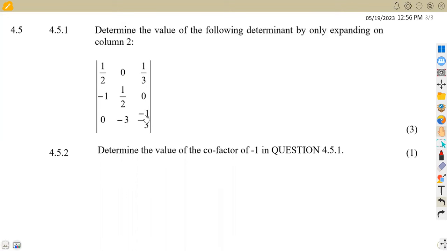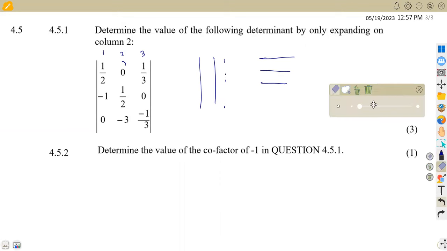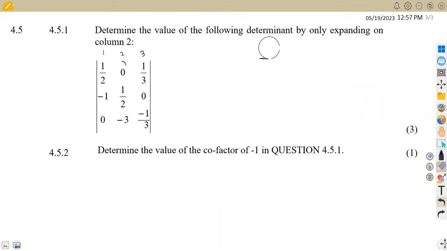The question is to determine the following determinant by expanding. Take note, we are told to expand by column 2. This is a column, this is a column, this is a column, so this is our first column, second column, third column. These are columns, and these are rows. In this case we are working with columns. We are given column 2, which is this column here, so this is the column you are going to focus on.